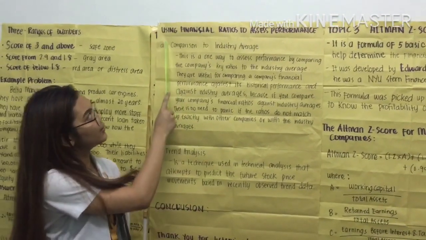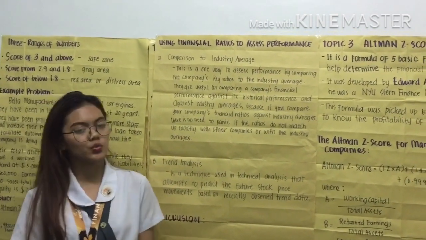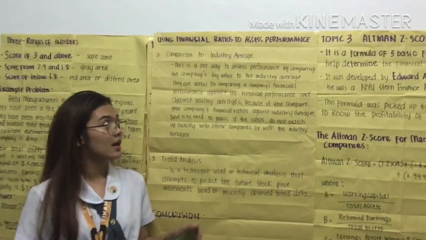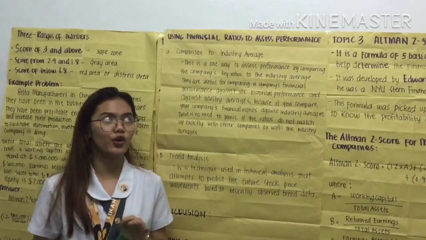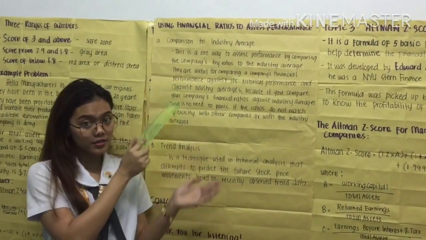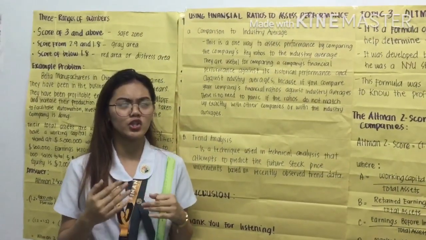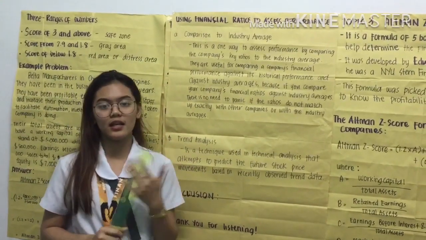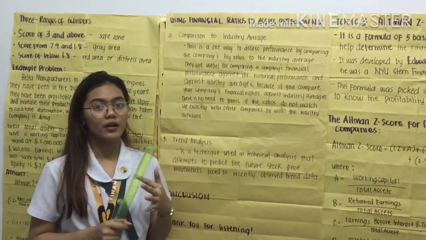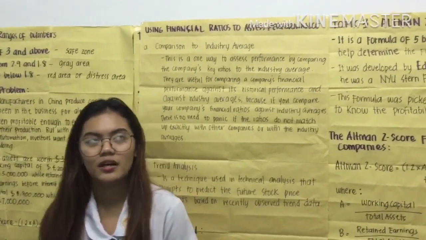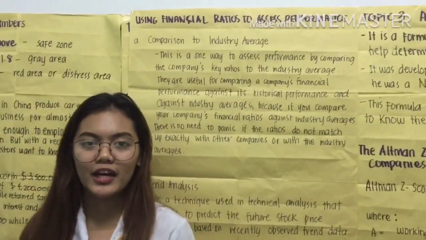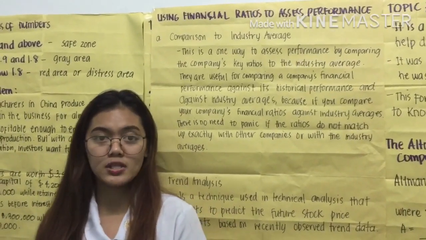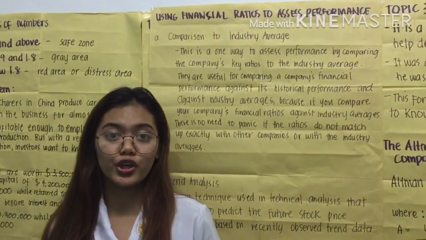The last topic is using financial ratios to assess performance. First is the comparison to industry average. Ratios are useful for comparing a company's financial performance against historical performance and the industry average. If you compare your company's ratios against the industry average, there is no need to panic if the ratio does not match up exactly with other companies or industries, but it digs a little deeper if there is wide variation. For example, if the net profit margin of the industry average is higher than yours, then don't settle for less and don't look for the negative vibes, because you can look for room for improvement in your cost structure.